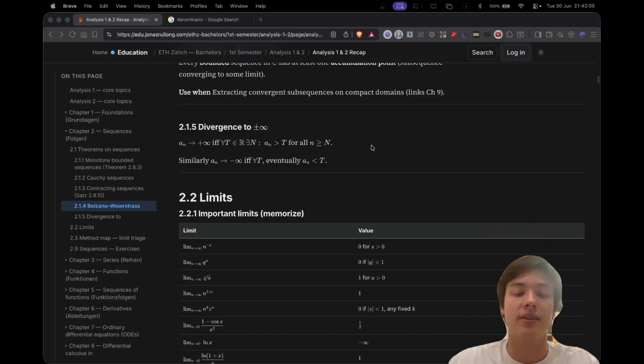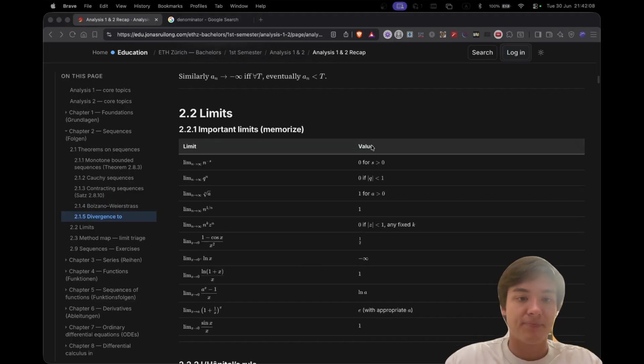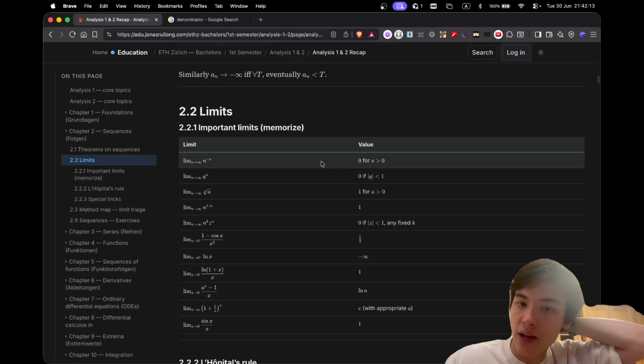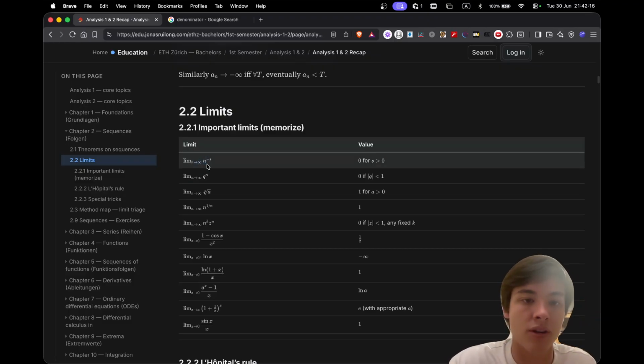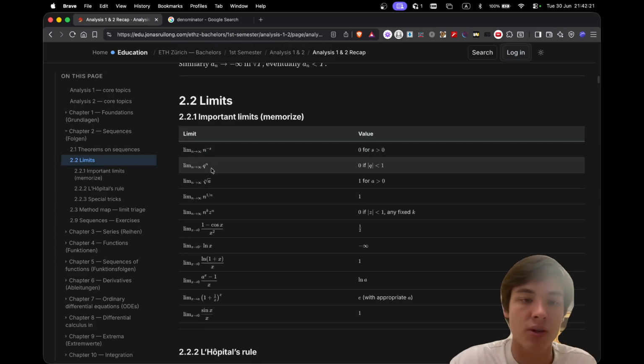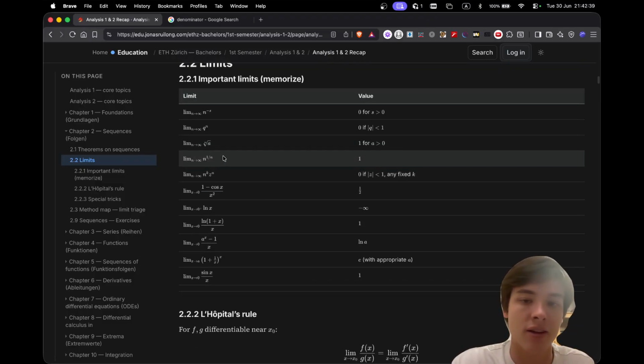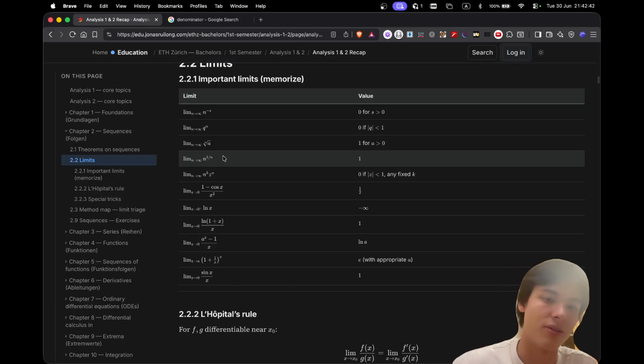So yeah, some important limits. If we have a negative s, it will converge to 0 because it's 1 over a super large number. If it's smaller than 1 and to the power of n, then we also know it converges to 0 because it's small numbers multiplying each other. If n goes to infinity, then it just converges to 1 if it's larger than 0. If not, it's not going to be, I don't know, like i or something.